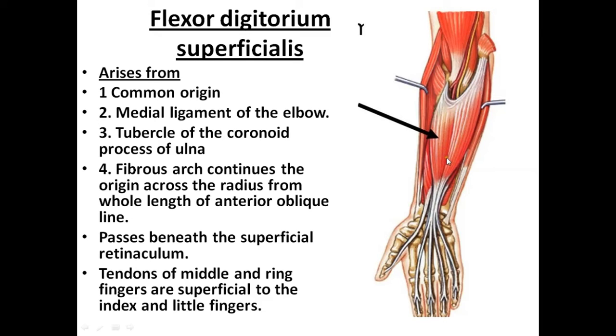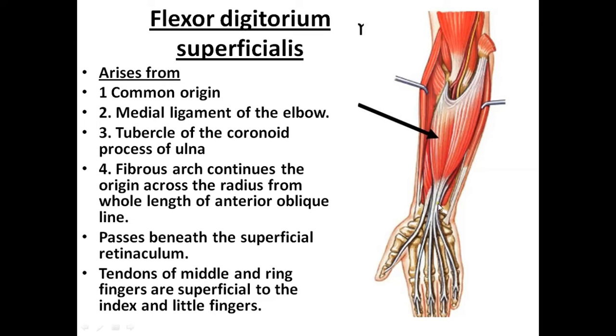Then they combine together to form the bulkiest part of the muscle belly, and in the lower part of the forearm near the wrist, it splits into four tendons to attach to the medial four fingers. The tendons pass beneath the fibrous arch present at the wrist, called the flexor retinaculum.